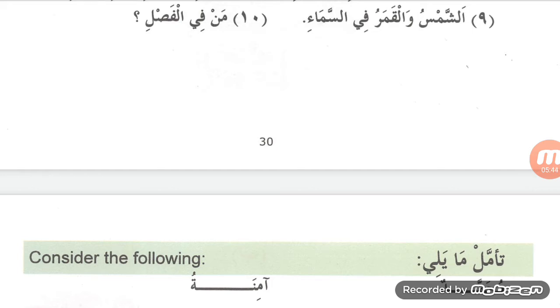Ash-shamsu wal qamaru fis sama, the sun and the moon are in the sky. Wa gives the meaning of and. Shams is sun. Ash-shamsu, the sun. Wa means and. Wal qamaru, and the moon. Fis sama, are in the sky.